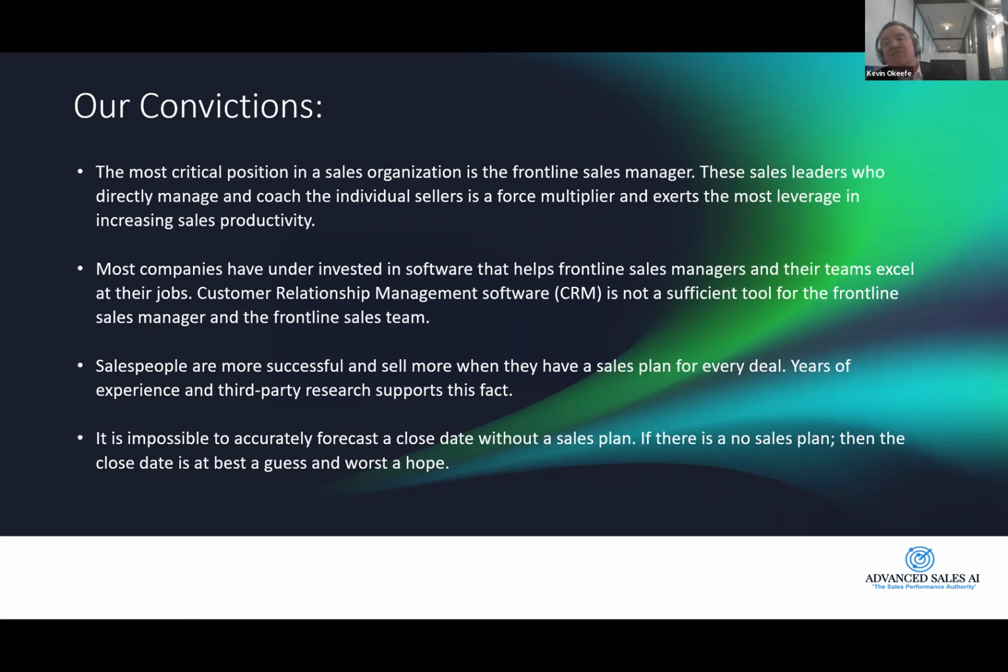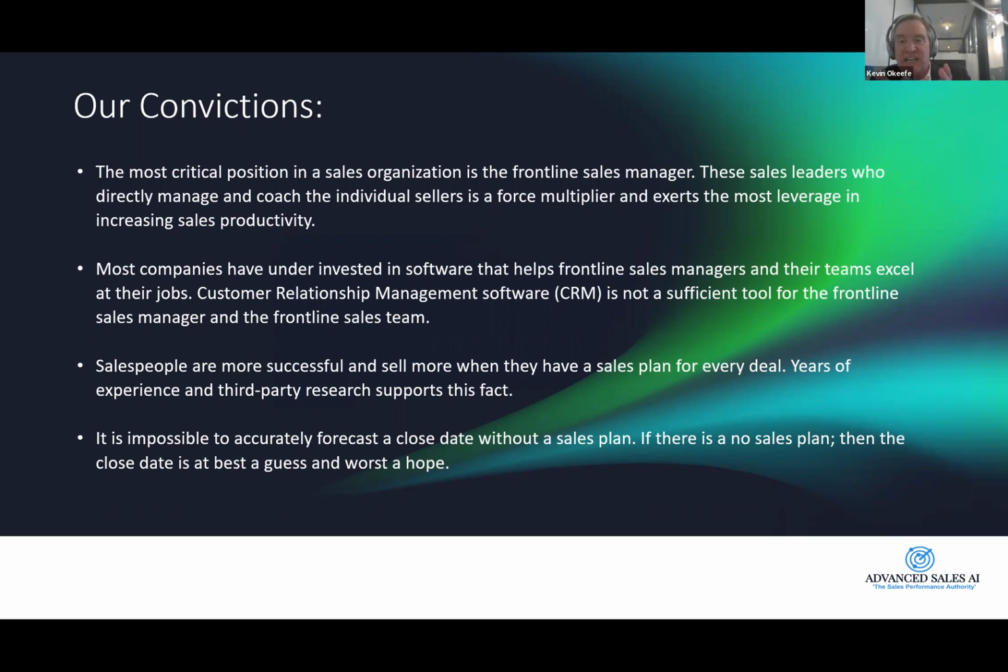So really 8 convictions. There's lots of thought behind it, but look, the first conviction that we have is that the most important position in any sales organization is the frontline sales manager. Frontline sales manager is the guy that drives the sellers, he coaches the sellers. And so he's the critical leverage point for sales productivity. If you want to turn around the sales organization or drive a sales organization to a higher level of productivity, that's the position that you need to focus on. That's like your first lieutenant in your sales army, the guy who's the platoon leader.